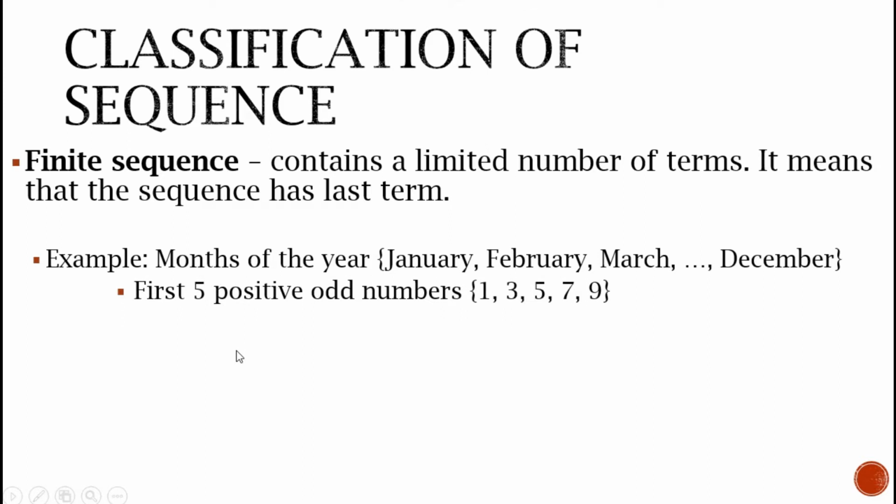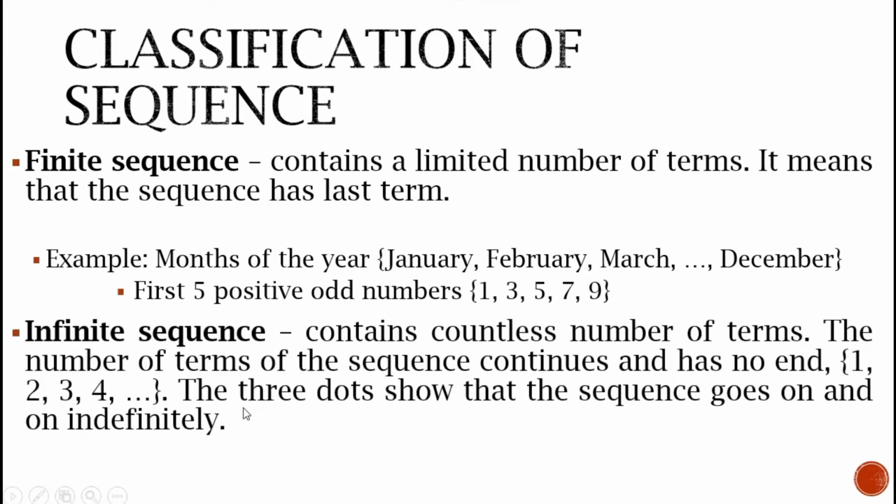Next is the first 5 positive odd numbers. So if you are going to observe, may specific tayo na number of positive odd numbers. So we have 1, 3, 5, 7, 9. So again, pag sinabi nating finite sequence, ito ay may last term or the last term is identified.